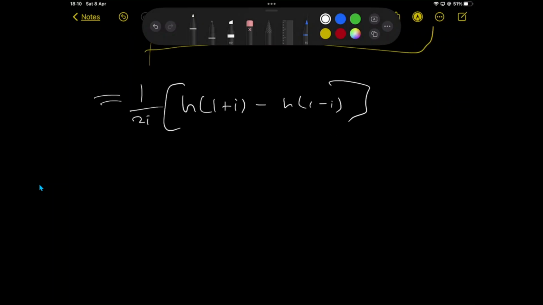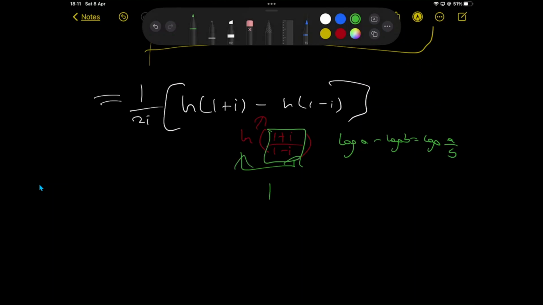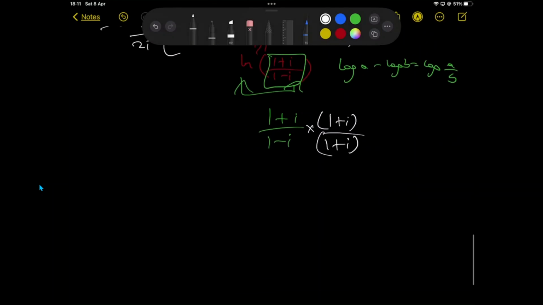And these two logs can be combined. I'll write it here. This is just ln of (1 plus i) over (1 minus i), right? Because we're using the rule of log A minus log B equals log A over B, right? So that's what we have. We're working with this. We can simplify what's inside the ln: 1 plus i over 1 minus i. If I were to multiply it by 1 plus i over 1 plus i, you end up with a perfect square at the top.